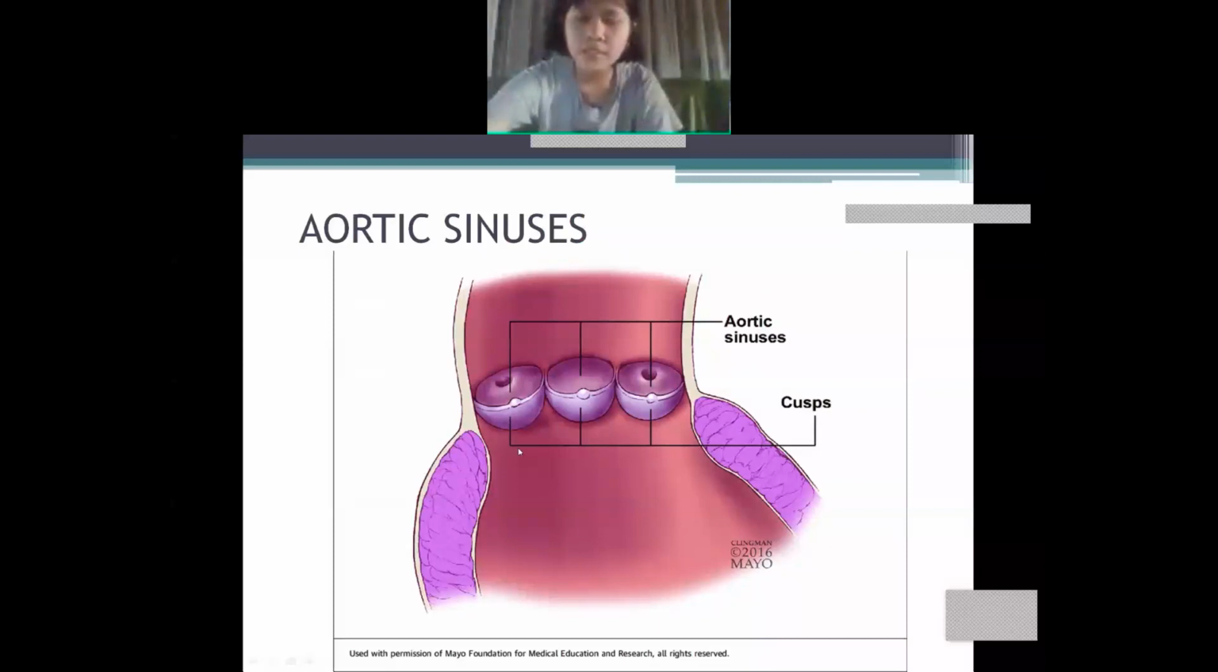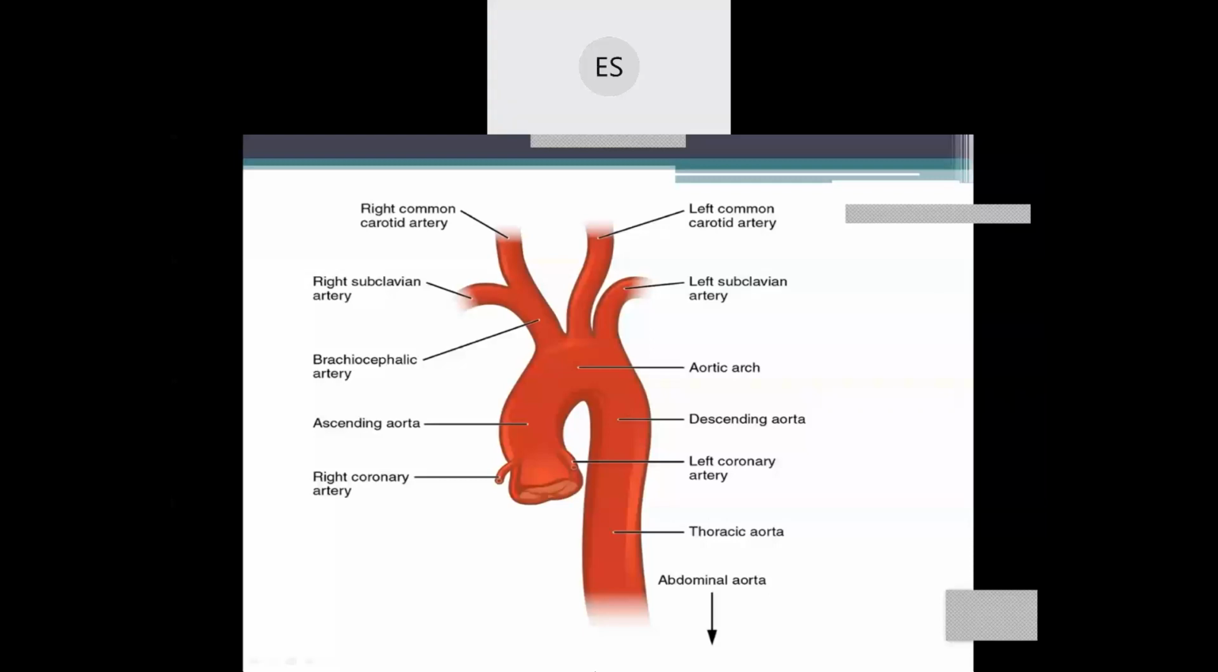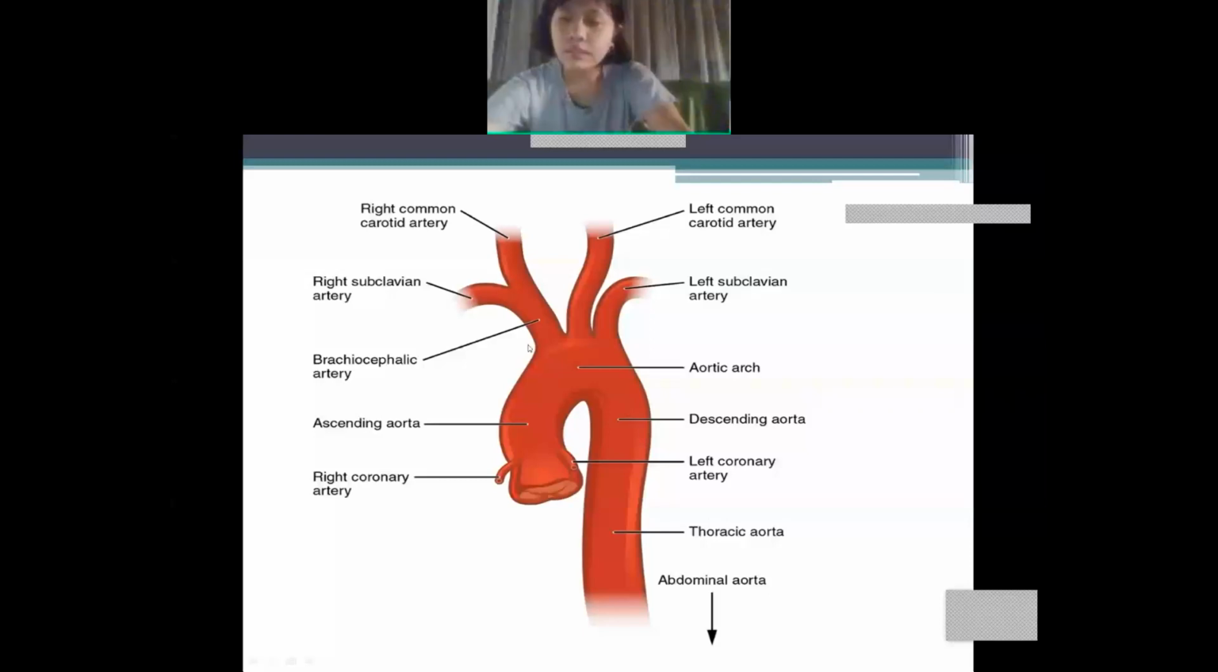Okay. Did you understand till here? Ascending aorta. Yes. Everyone. No, ma'am. Which part you didn't understand? Virginia. Right from the beginning? Yes, ma'am. Okay, let me repeat again.